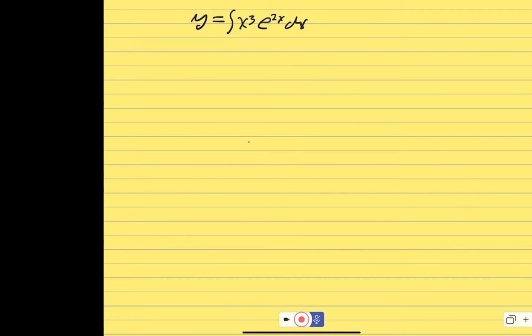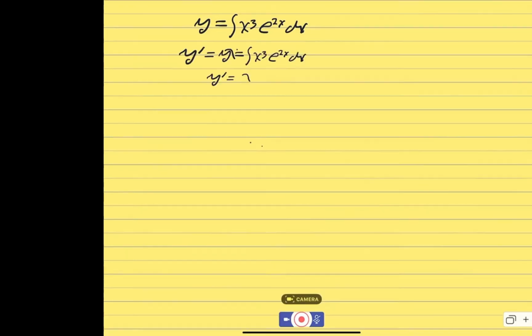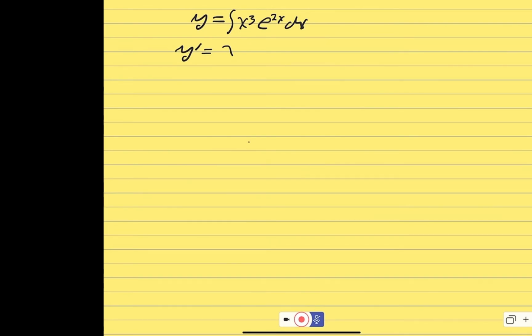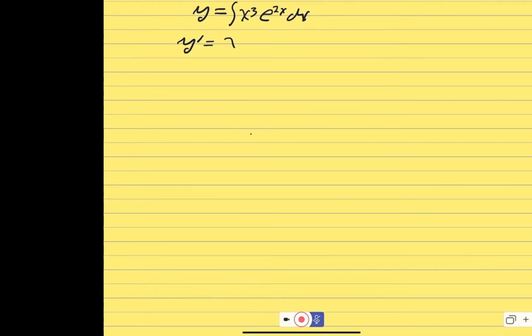Right. Our problem is to compute this integral. This being a differential equation class, we're going to change it to a differential equation, which is just y prime equals x cubed e to the 2x. We're going to make a guess at a solution: y equals a x cubed plus b x squared plus c x plus d, times e to the 2x.